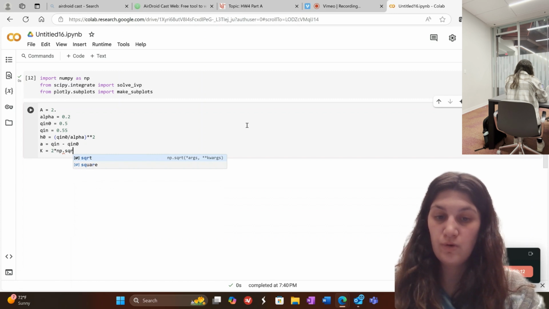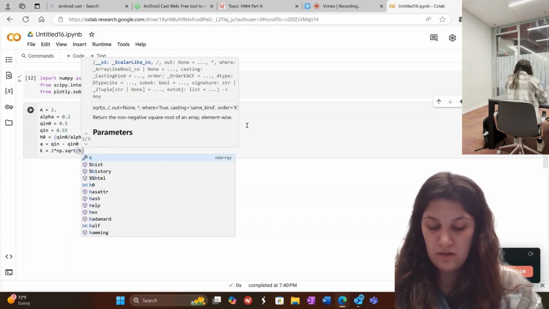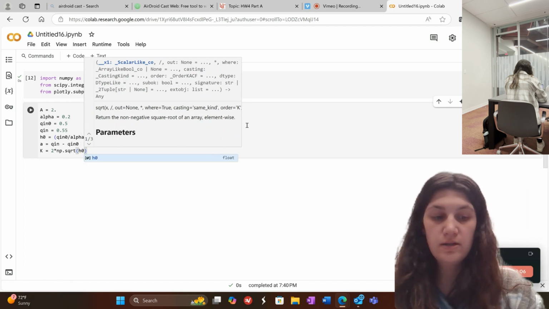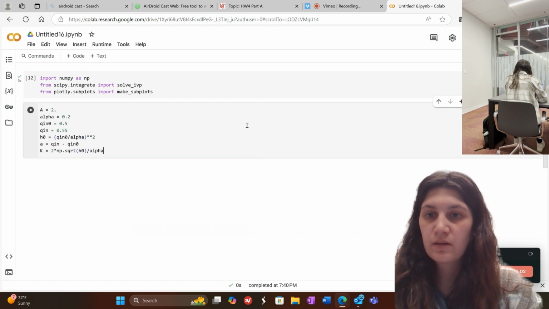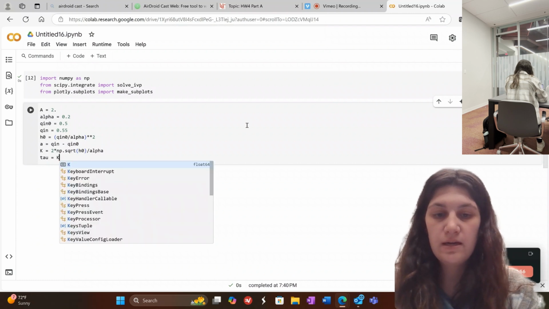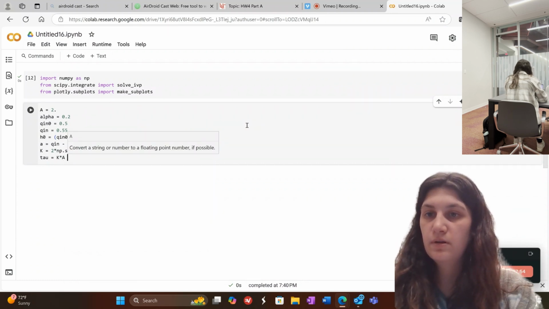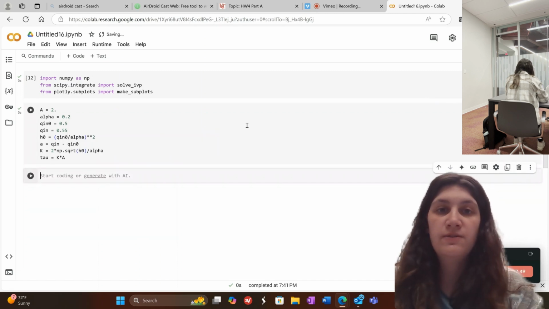Those were K equal to 2 times np.sqrt of H naught divided by alpha. And then tau was just K times A.